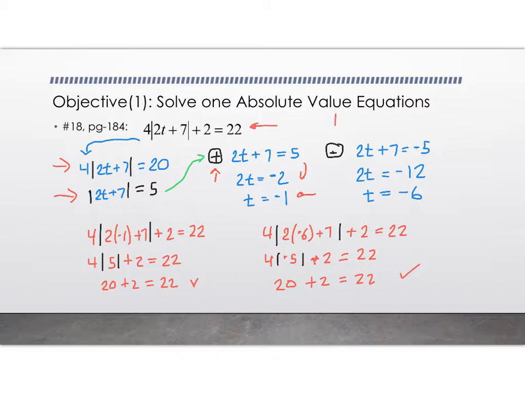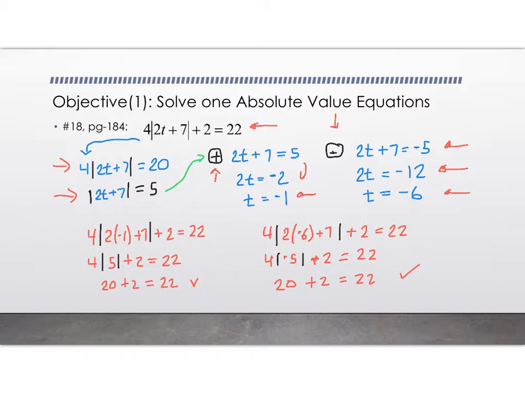Now we can also have the inside part, 2t plus 7, equal to a negative number. What we're going to do is multiply the right-hand side by a negative, and we get negative 5. So 2t plus 7 is equal to negative 5. And now we subtract 7 from both sides, so we get 2t is equal to negative 12, and t is equal to negative 6.